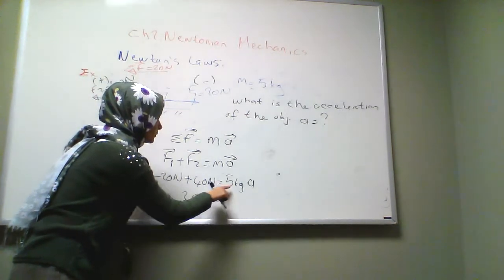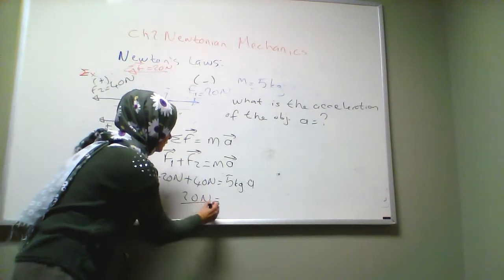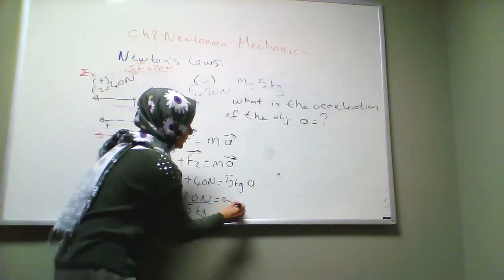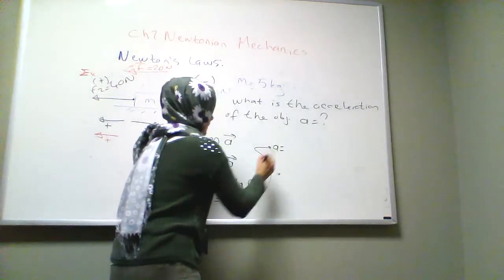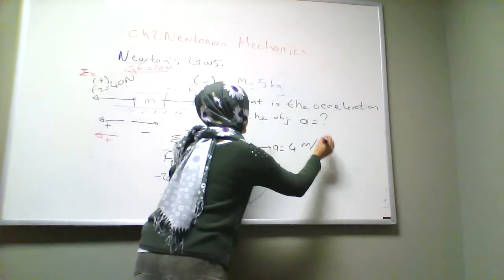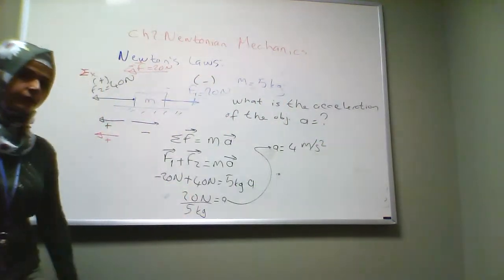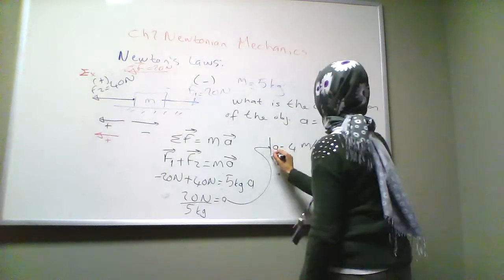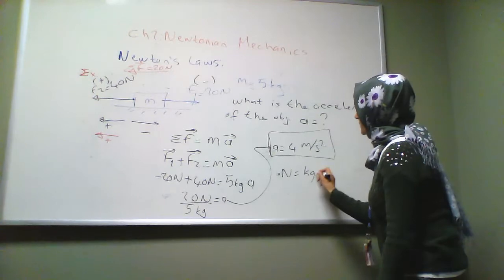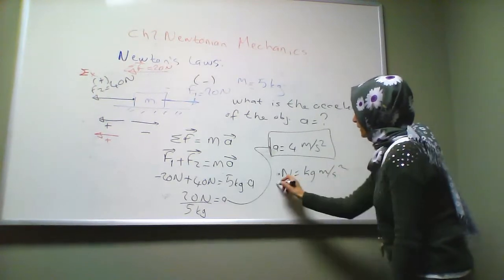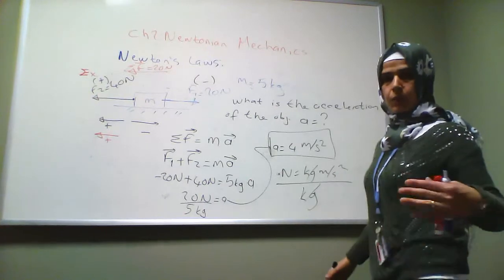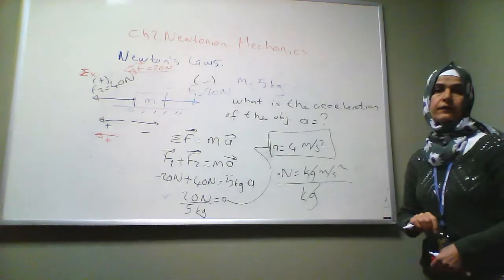20 Newton is equal to 5 kilograms times A, so 20 over 5. 20 Newton over 5 kilogram is equal to my A magnitude. A is equal to 4 meters per second squared. When I divide Newton by kilogram, I get meters per second squared, because again, Newton is equal to kilogram times meters per second squared. If I divide this by kilogram, units work as if numbers, so kilograms cancel, and I'm left with meters per second squared.